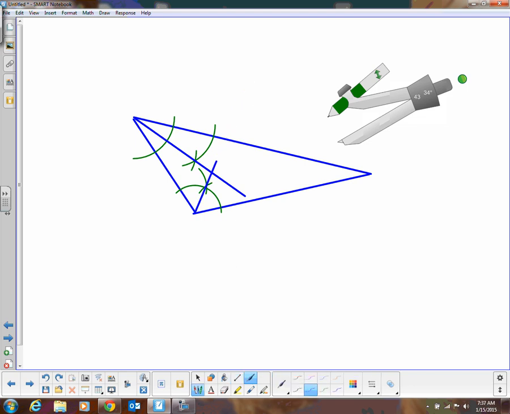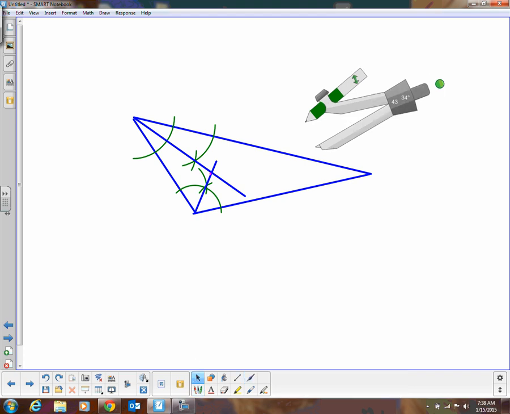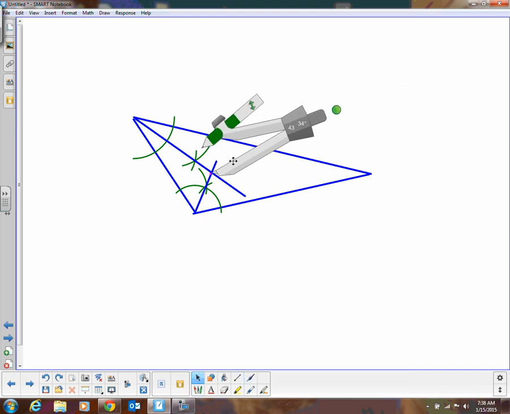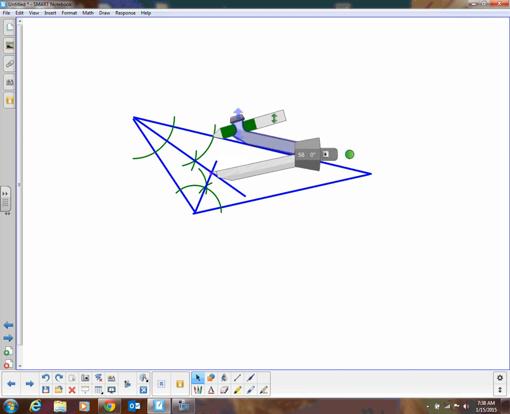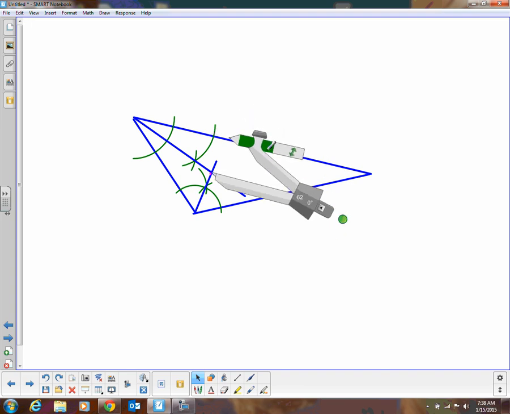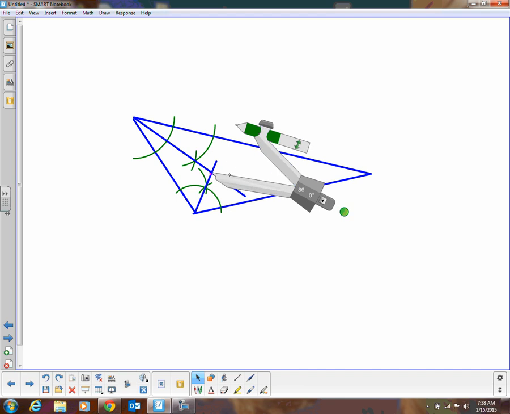Okay, so now what did we just locate right there? The center. Now the question is, this is the problem. When I put my compass point on the center, where do I put this pencil point? Do I put it here? Do I put it there? Where do I put it? That's the question. So we're going to make sure that my pencil point is beyond that side. And you could have done this to any of the three sides.